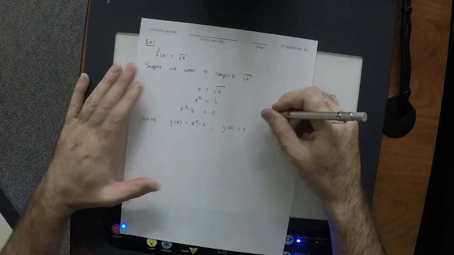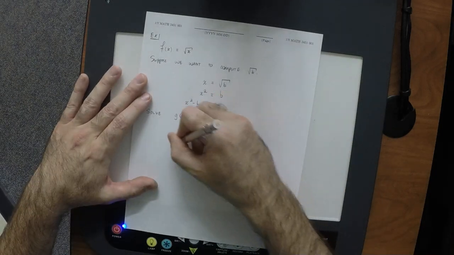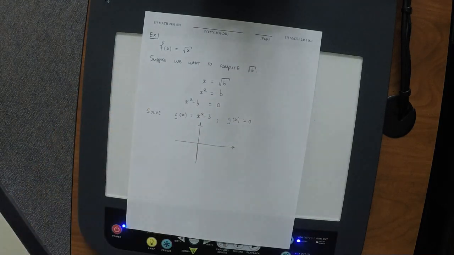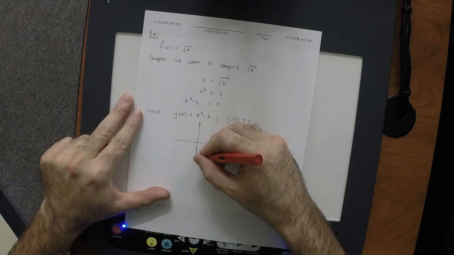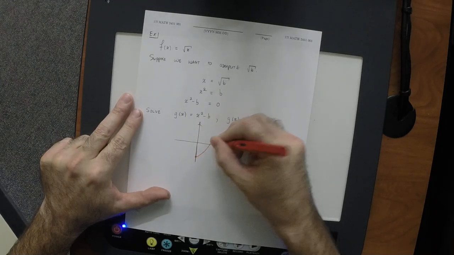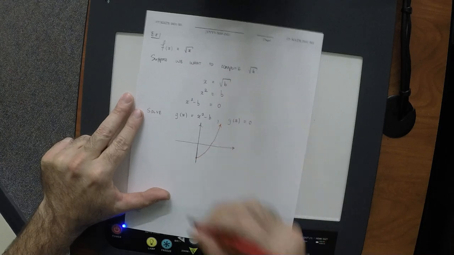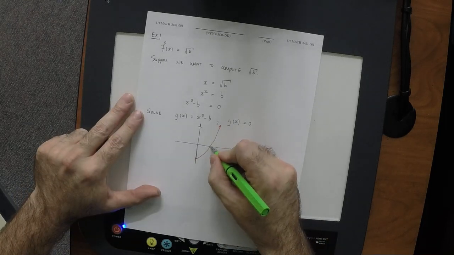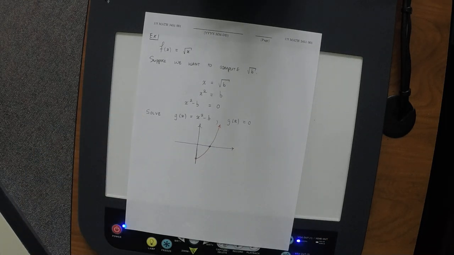So visually, what is g of x? g of x is x squared minus b. What is that? It's a parabola, right? And it's shifted downward by b. And of course there's this other side, but we're only interested in the right side because originally we were talking about square roots. Now what point on this drawing is it that we're looking for? Is that one, right? That's the one we want. Okay.